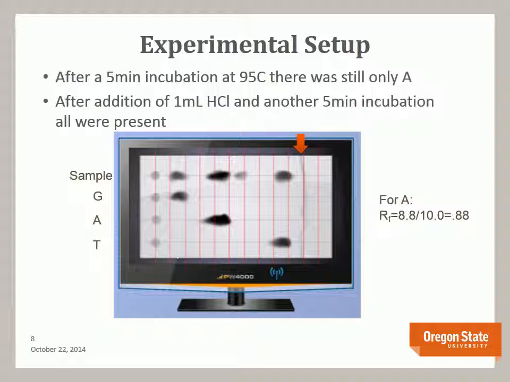Next, we were asked to incubate the DNA sample at 95 degrees Celsius for 5 minutes and run another thin layer chromatography plate. There was no change, and once again, only A was identified. Next, 1 ml of hydrochloric acid was added to the DNA sample and then again incubated for 5 minutes at 95 degrees Celsius. And again, a third thin layer chromatography was run. This time, you can see that there are 4 dots in the sample. This indicates that all 4 bases are present in the sample.